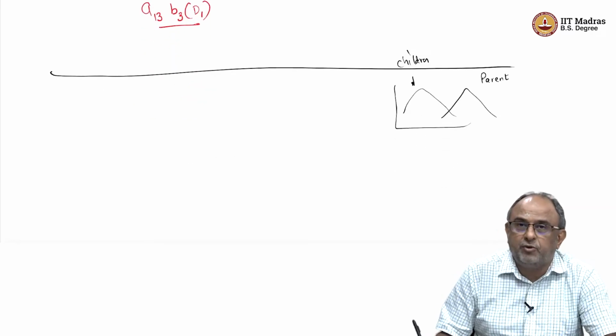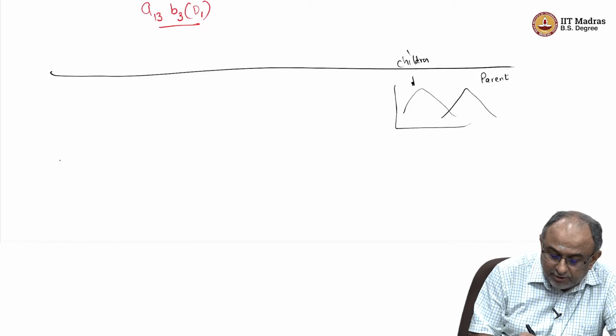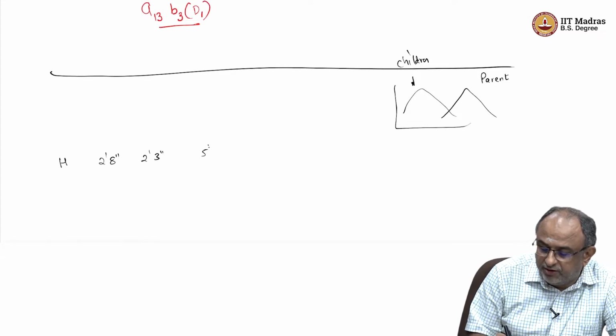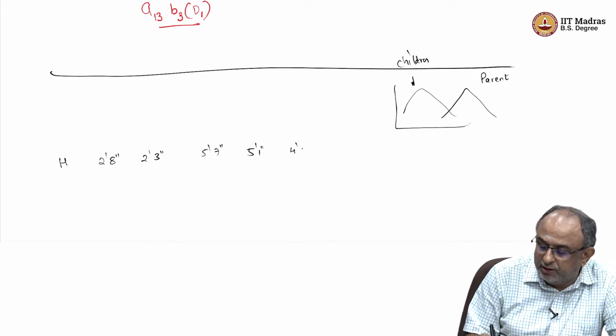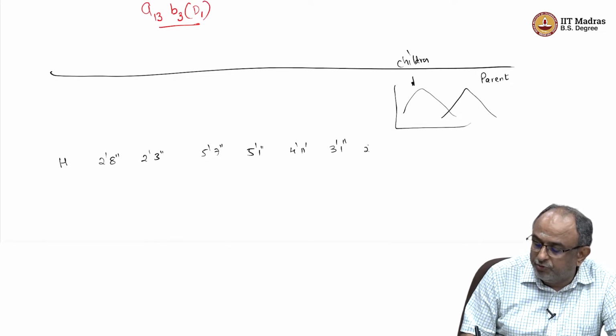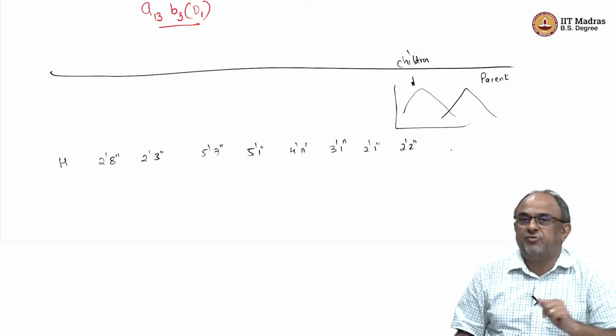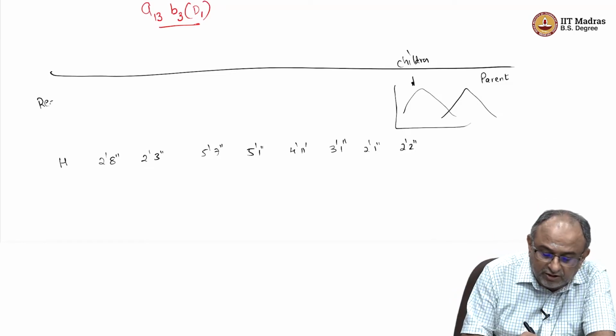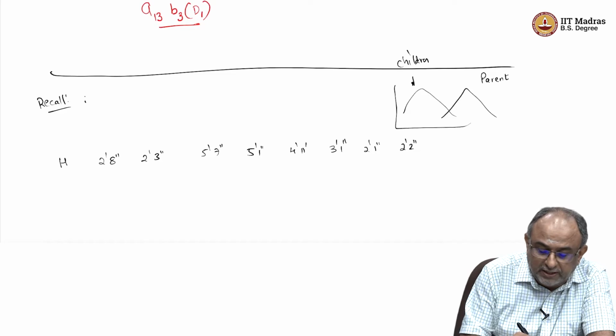So what we did was, let us say I had height measurements: 2 feet 8 inches, 2 feet 3 inches, 5 feet 7 inches, 5 feet 1 inch, 4 feet 11 inches, 3 feet 1 inch, 2 feet 1 inch, 2 feet 2 inches, like that I have measurements. Okay. But in a mixture of Gaussians, so this is something that we discussed some few classes back. You can go and look at mixture of Gaussians, right?